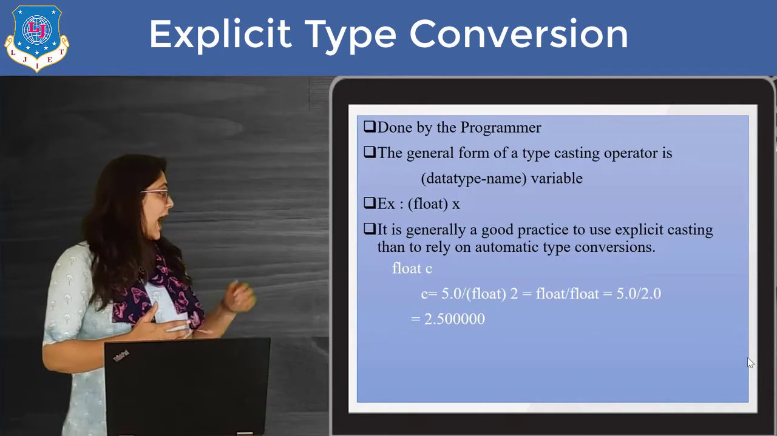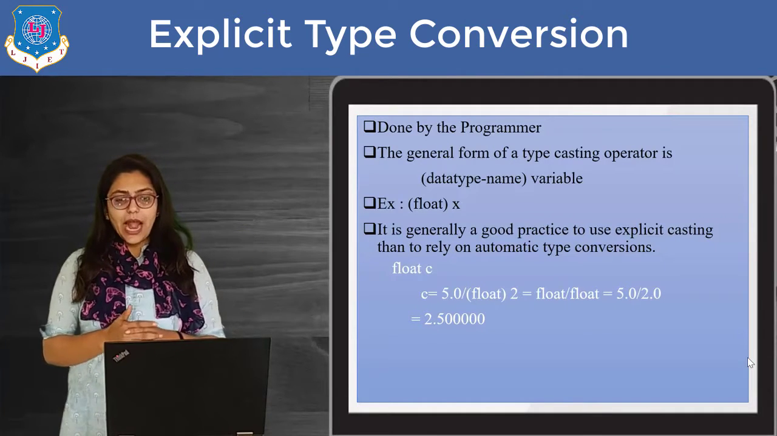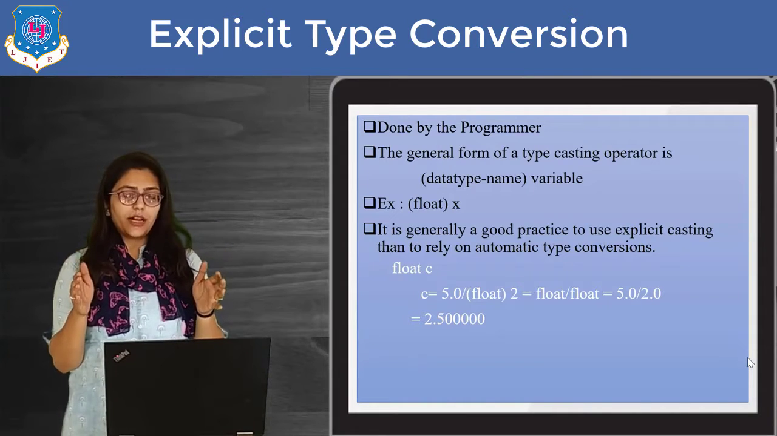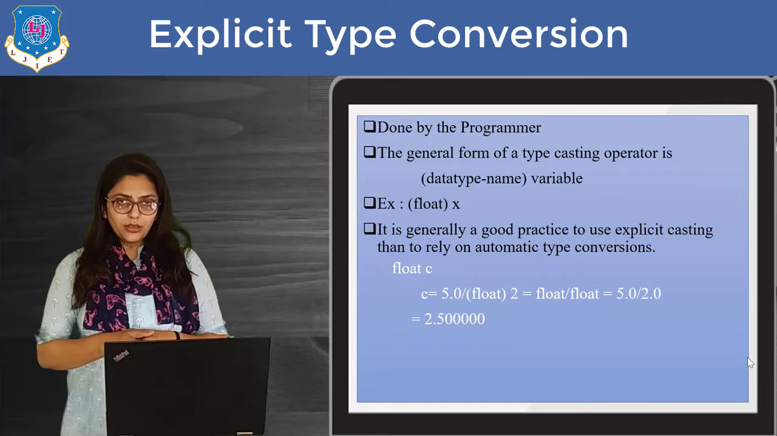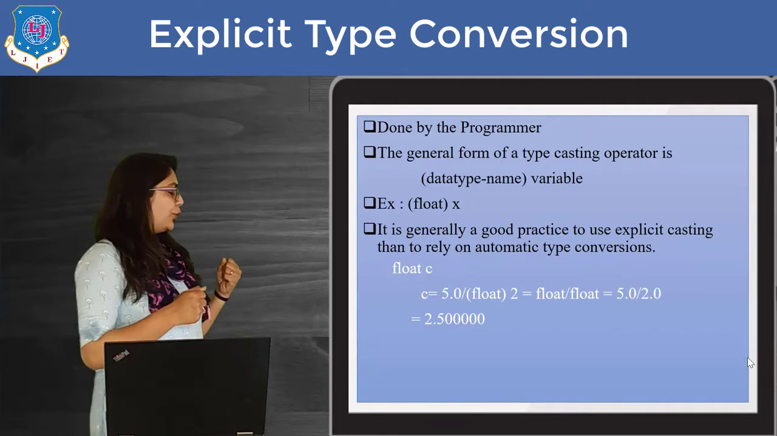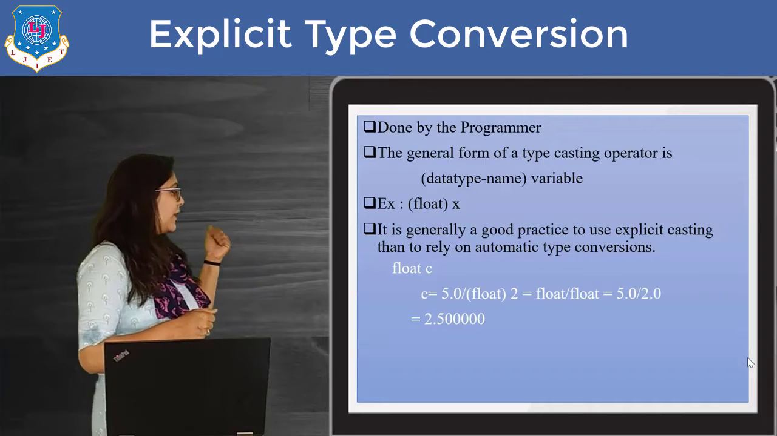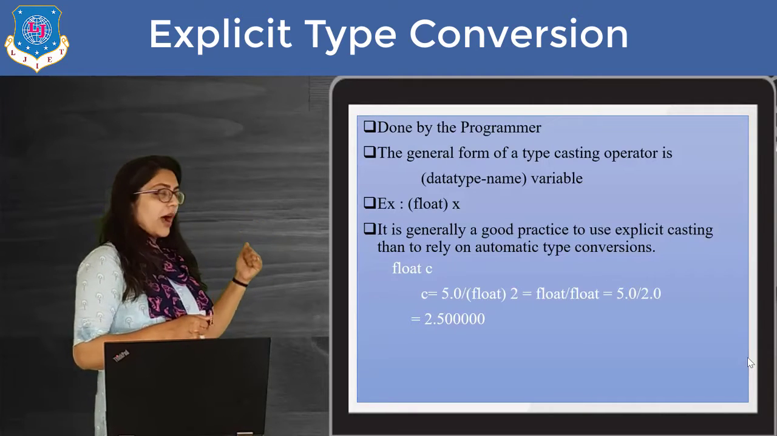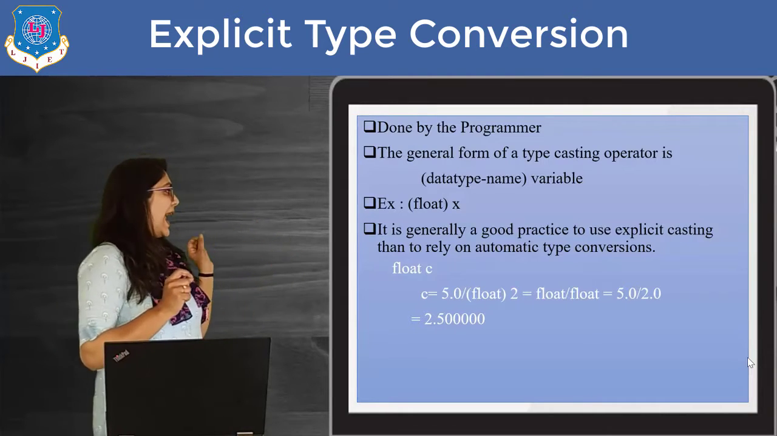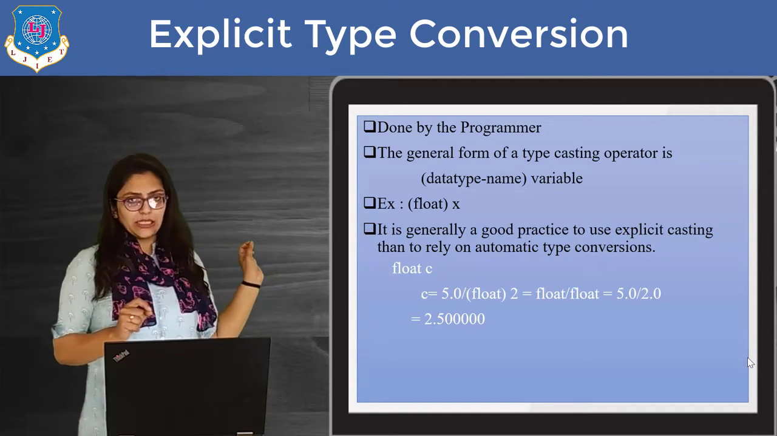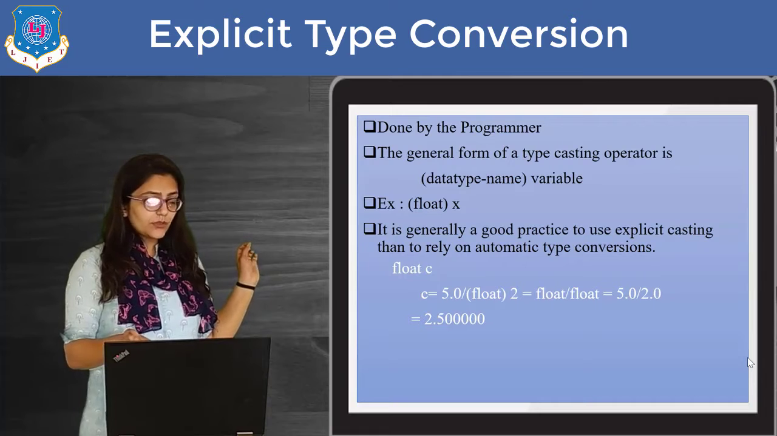How to write that code? I have already given the syntax over here: in the brackets you have to write the data type name, and then you can write the variable name. So suppose you want to convert that constant 2 to float, then you can write 5.0 divided by (float) 2. So at runtime this 2 will be converted to float explicitly, because I have written that code.